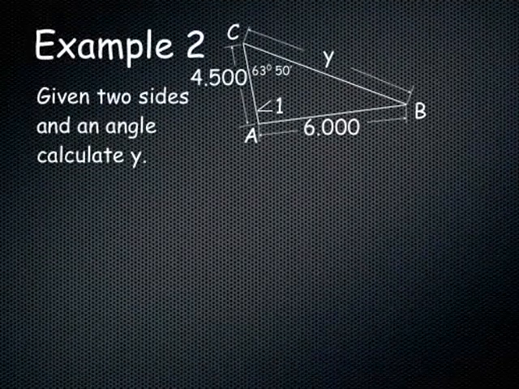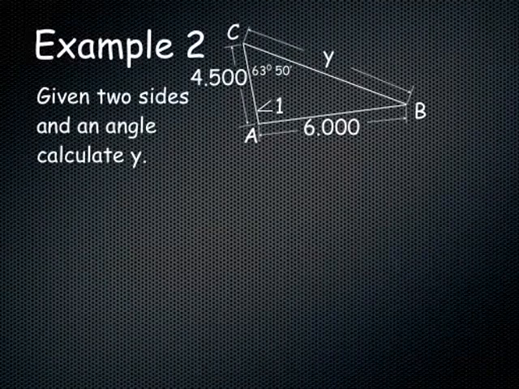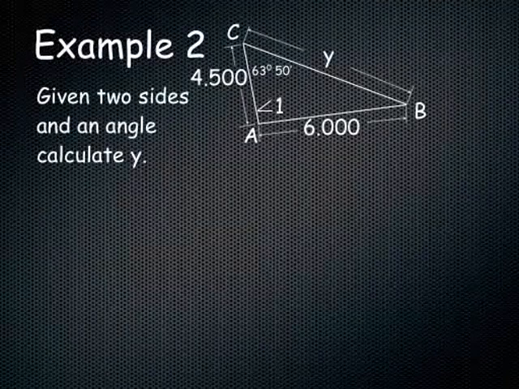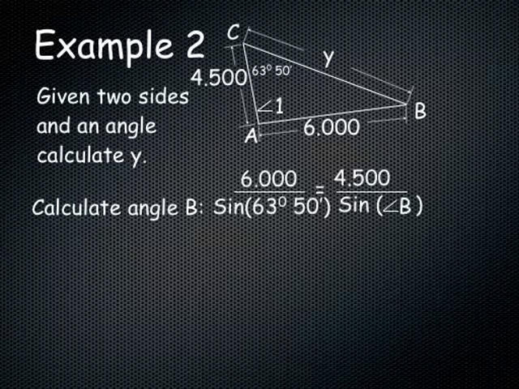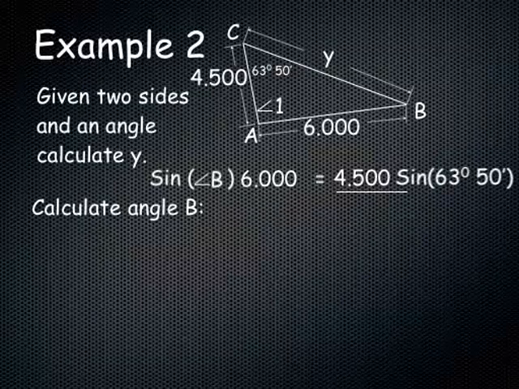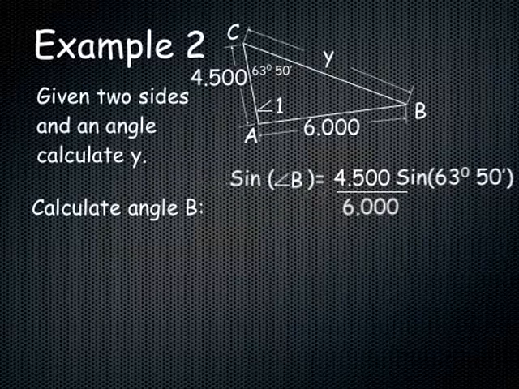In example 2, we're given the length of two sides and one of the angles, and we're asked to calculate y. First, we have to calculate angle B in order to calculate angle 1 to calculate y. To calculate angle B, we use the law of sines, 6.0 over the sine of 63 degrees 50 minutes, and that equals 4.5 over the sine of angle B. We cross multiply and then divide both sides by 6.